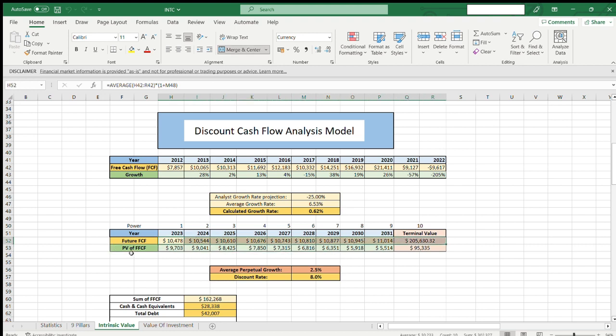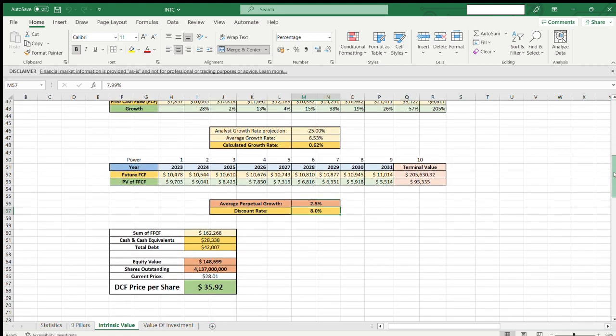I calculated the present value of this future free cash flow using the discount rate, which is at 8%. I then summed up this future free cash flow and added any cash and cash equivalents and subtracted any debt to get an equity value of $148 billion. I divided that by the shares outstanding and got an intrinsic value of $35.92.